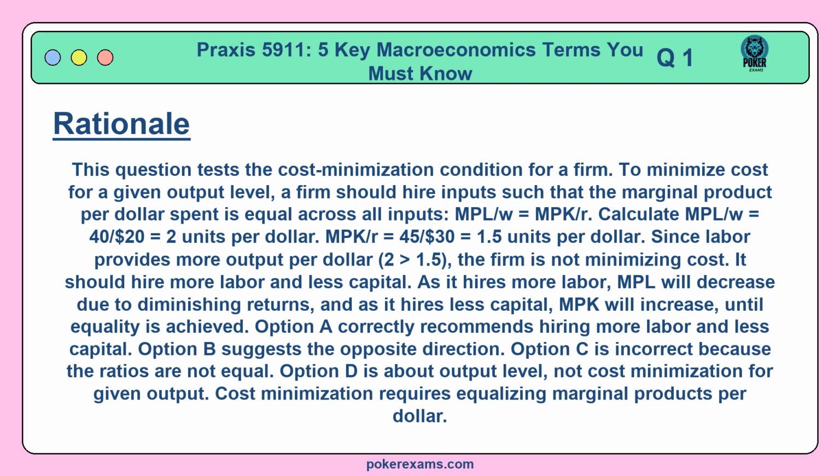Option B suggests the opposite direction. Option C is incorrect because the ratios are not equal. Option D is about output level, not cost minimization for given output. Cost minimization requires equalizing marginal products per dollar.